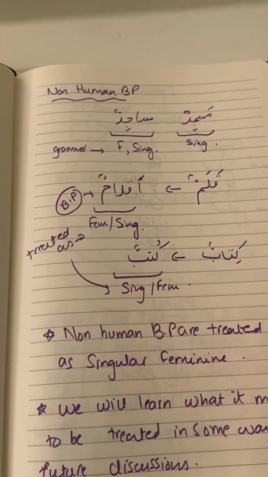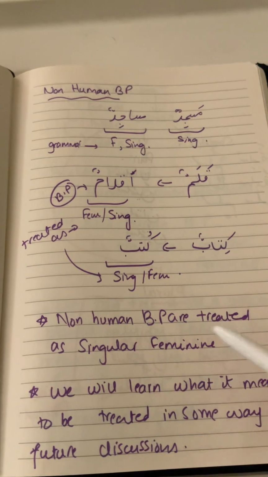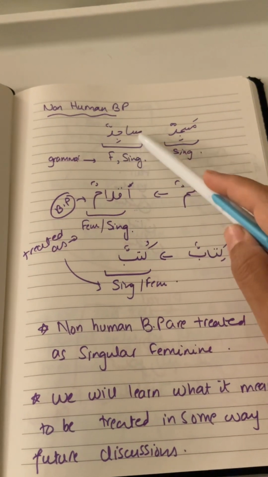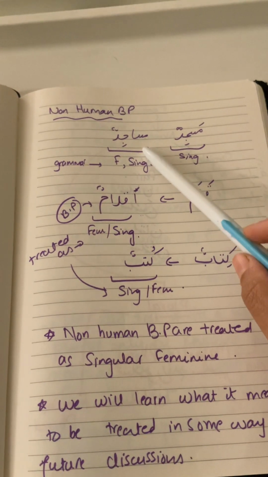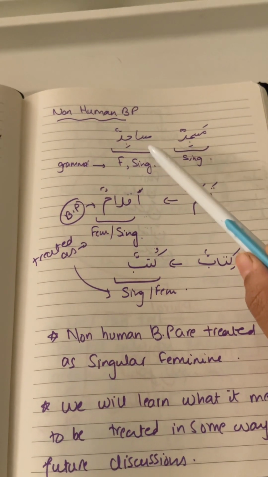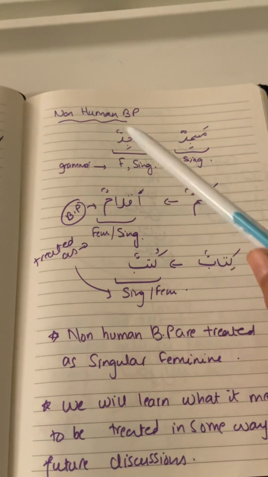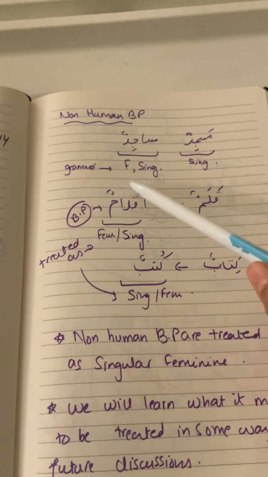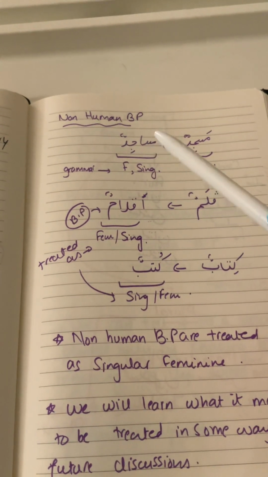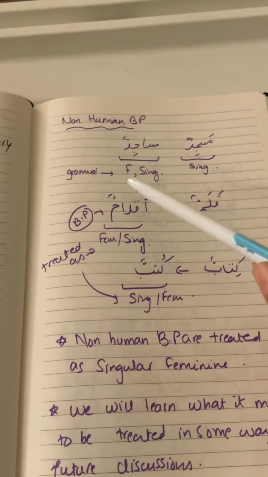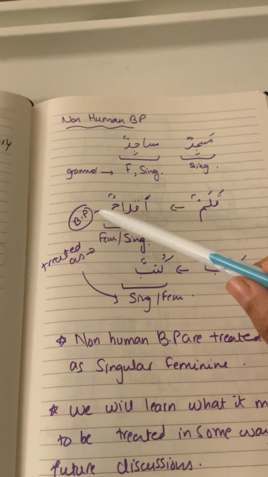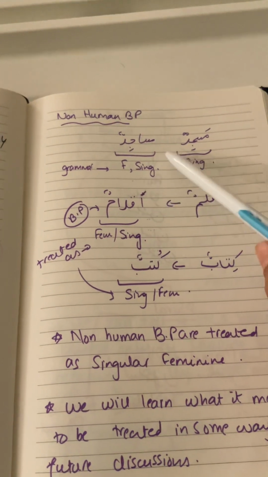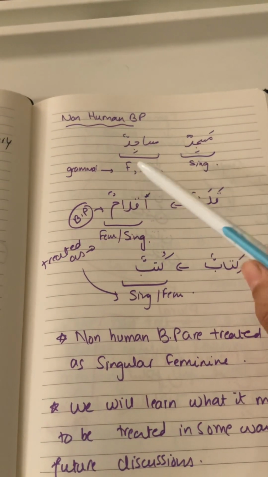Now in Arabic grammar, there is one thing: the non-human broken plurals are treated as singular. So whenever there is a non-human broken plural like masajid, it is going to be taken and treated as a singular. And we also know from our discussion of gender that the non-human plurals were considered feminine. When we did the discussion on gender, we said that the non-human plurals are also feminine. So masajid is a non-human broken plural, so it's feminine and singular.